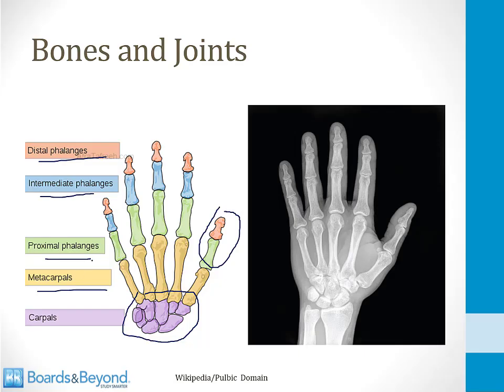The joint between the metacarpals and the proximal phalanges is called the MCP joint, for metacarpal phalangeal joint. You then have the first of the interphalangeal joints, which is called the PIP. P stands for proximal interphalangeal joint. And then following that, you have the DIP joint, which is the distal interphalangeal joint.